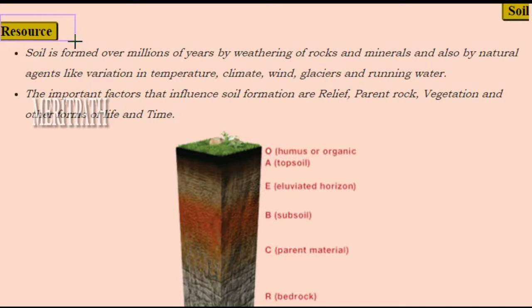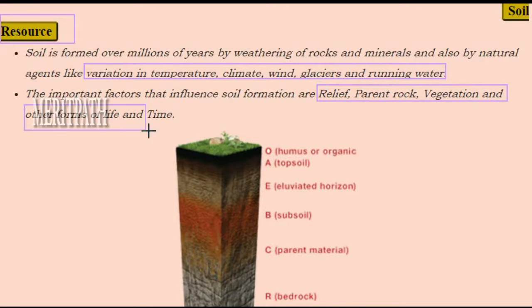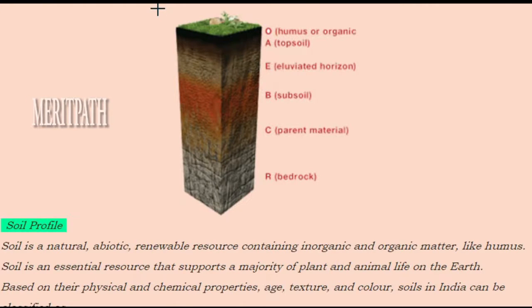Soil as a resource. Soil is formed over millions of years by weathering of rocks and minerals, and also by natural agents like variation in temperature, climate, wind, glaciers and running water. The important factors that influence soil formation are relief, parent rock, vegetation and other forms of life, and time. Here we can see the various stages.